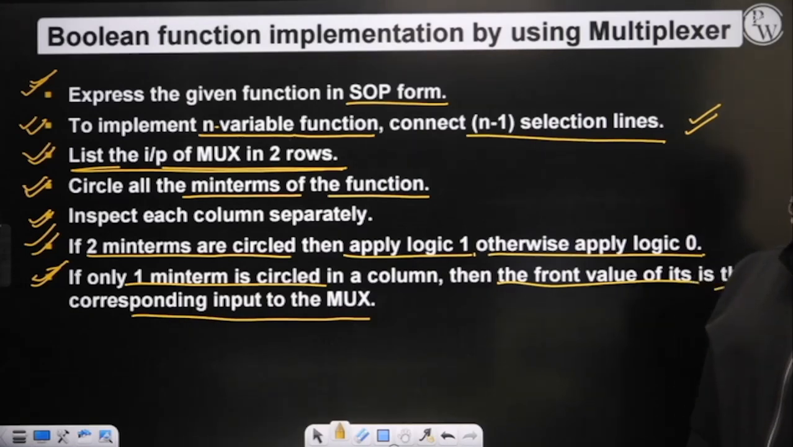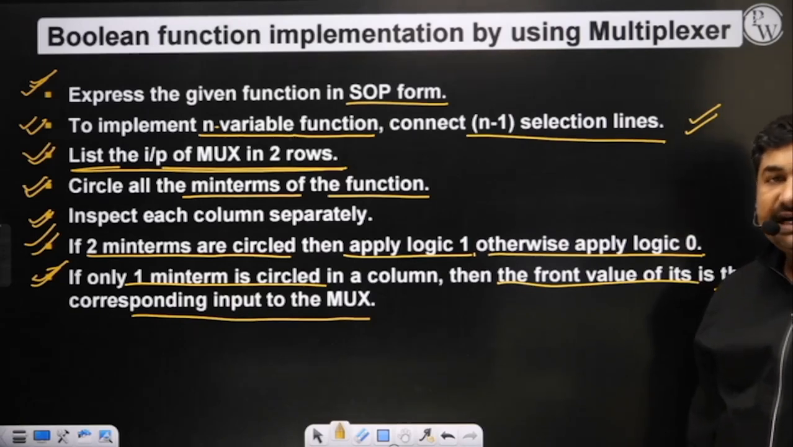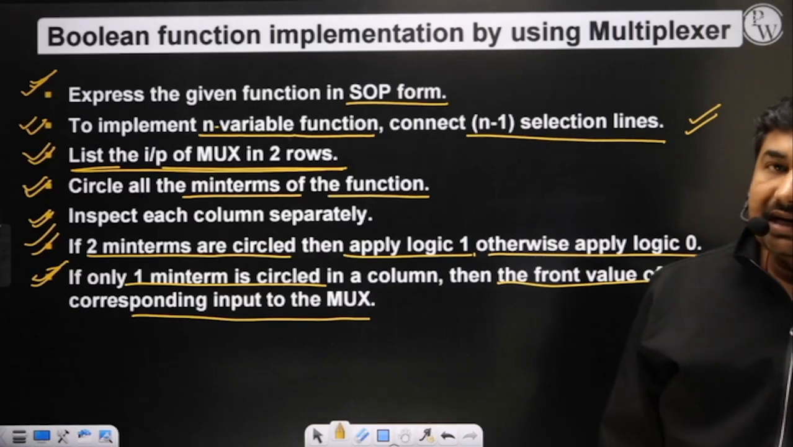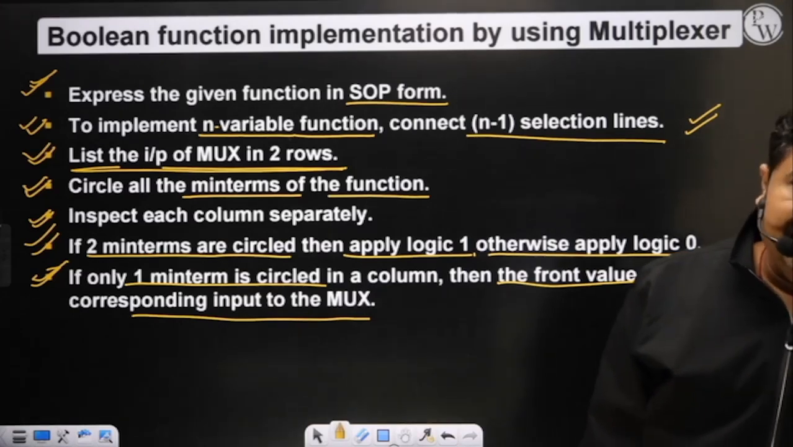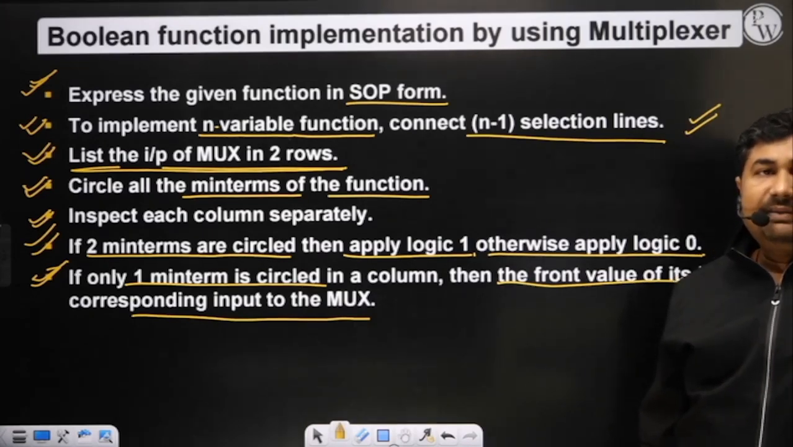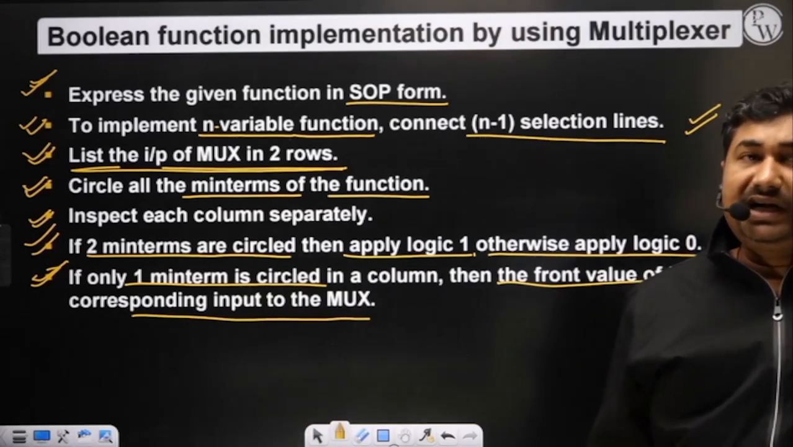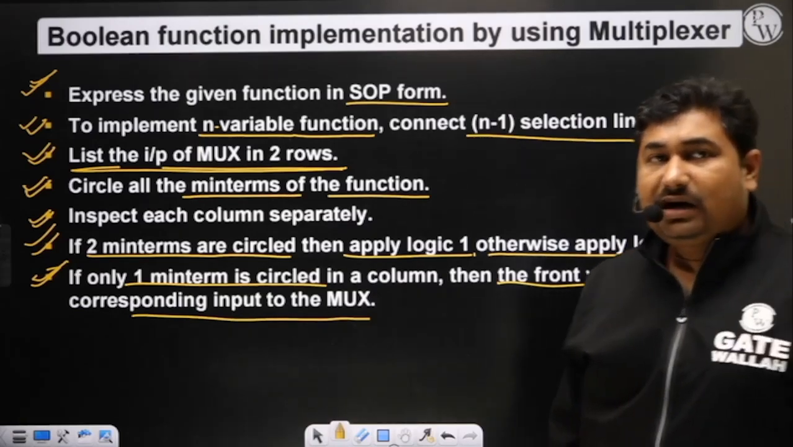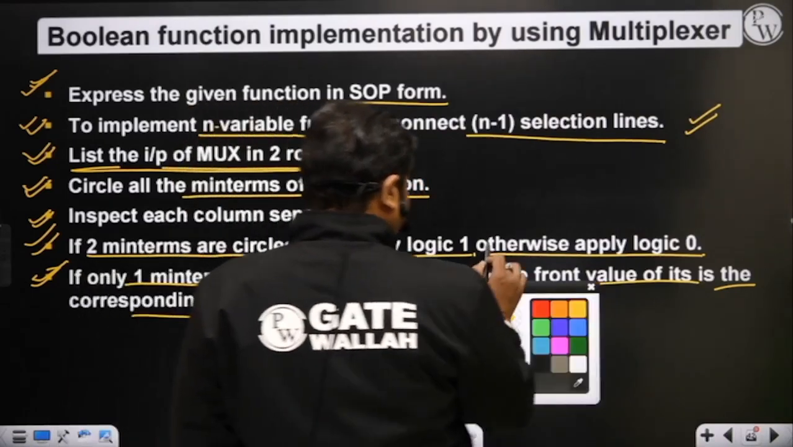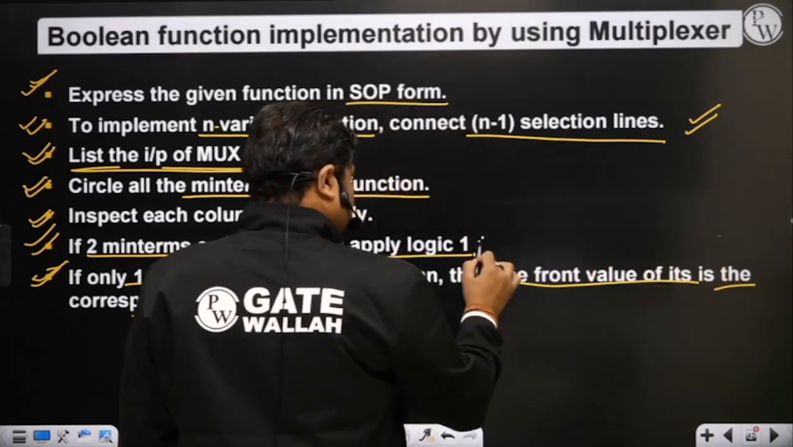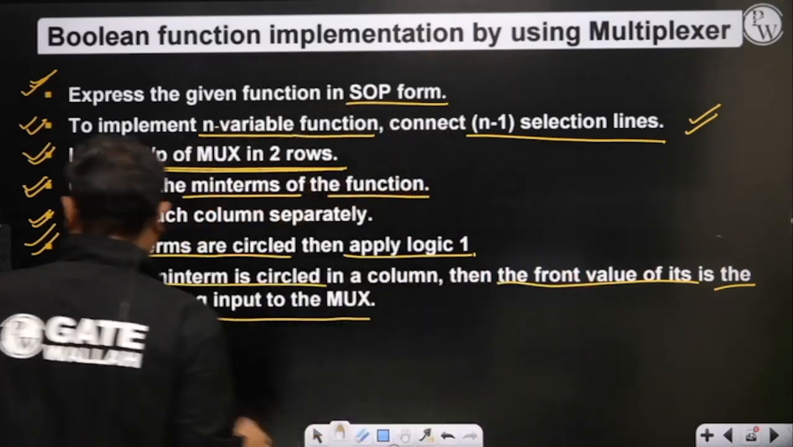Express the given function in SOP form. To implement an n variable function, connect n minus 1 variables to the select line. List the inputs of the mux in 2 different rows. Circle all the min terms and inspect each column separately. If two min terms are circled, apply logic 1. If one min term is circled, then its front value is the corresponding input to the multiplexer. And if two min terms are not circled, apply logic 0.